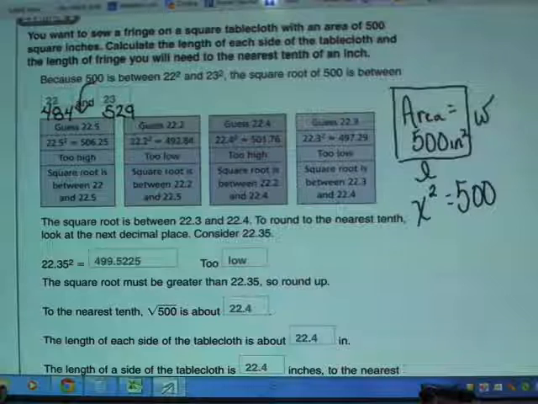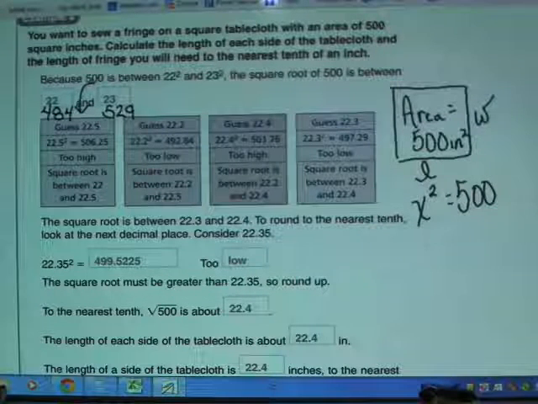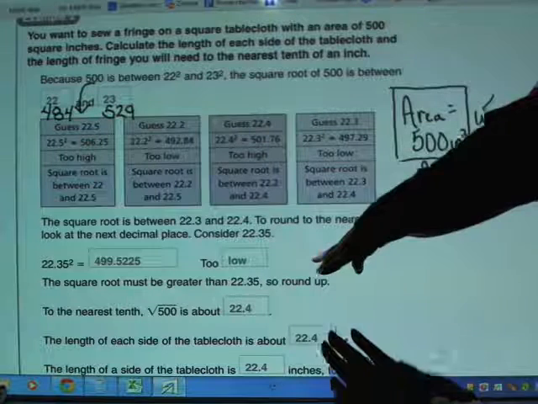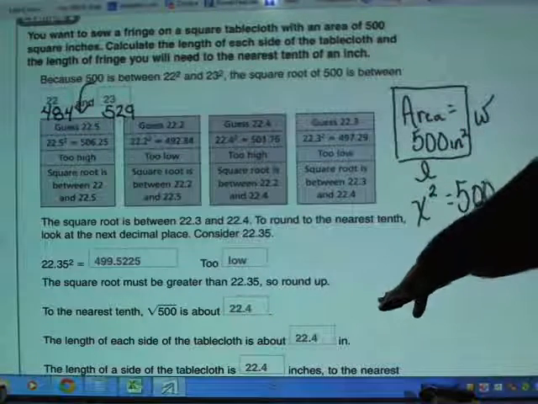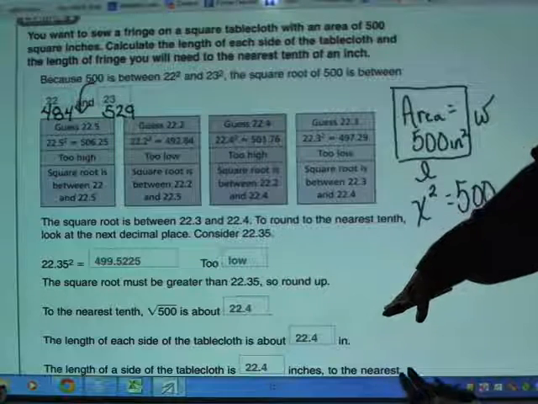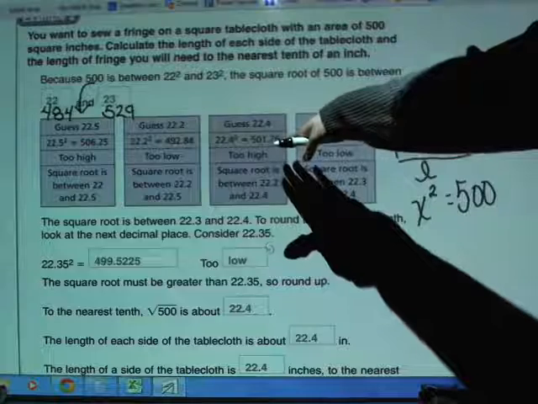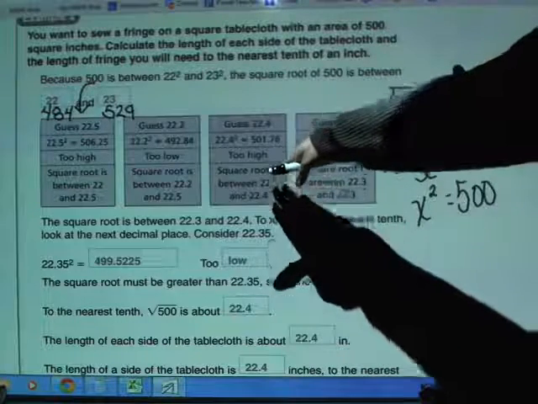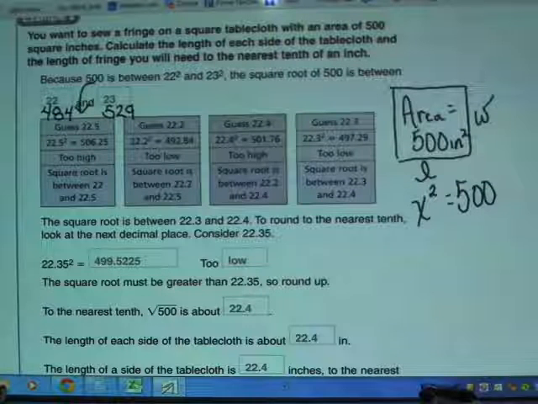So what they do then, because it is just an approximation here, is they rounded this up just a smidge to 22.4, and they said that each side of the tablecloth is about 22.4 inches long. Of course, we know that the result there was 501.76, which was very close, we did that back up here. That is a good approximation. It's not an exact value.